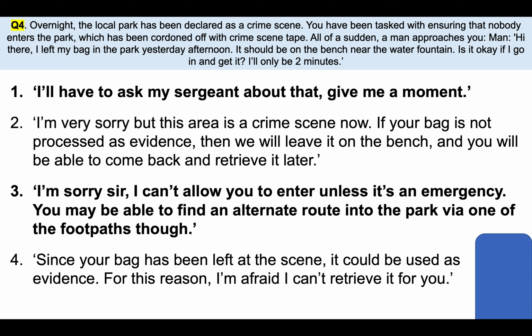So here's the timer. Tell me which answer option you would choose, 1, 2, 3 or 4 in the comments section below and the reasons why. You've got 12 seconds to do that. Here we go.